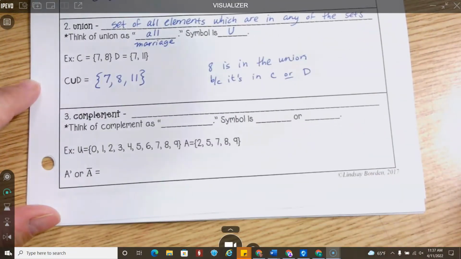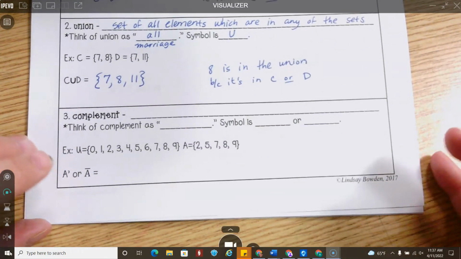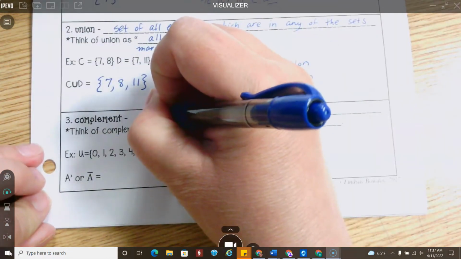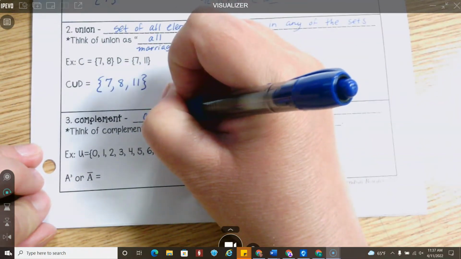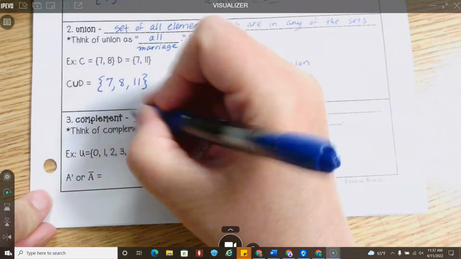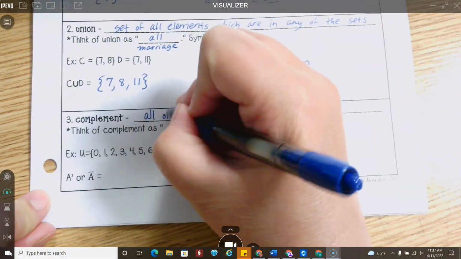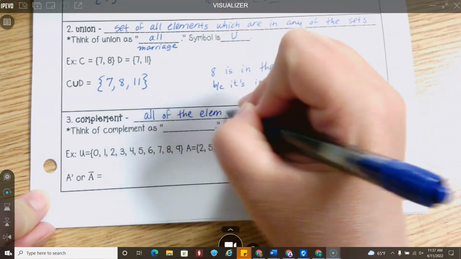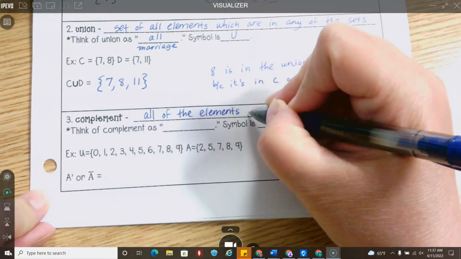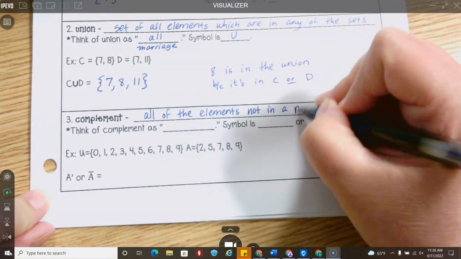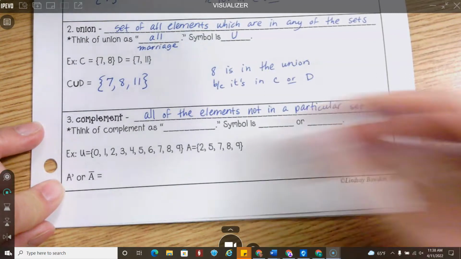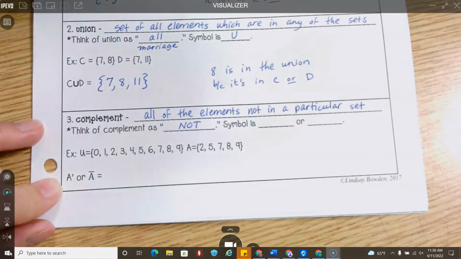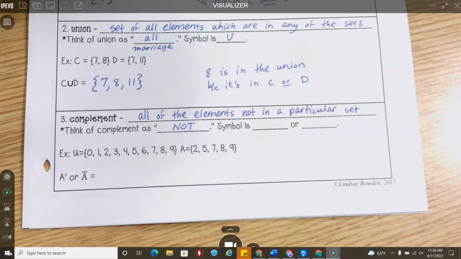All right, so complements. The complement of a set is all of the elements not in a particular set. And that's the word we use a lot of times to describe it, is not. We'll say like not C, not D, not P, to talk about not being in that particular set.